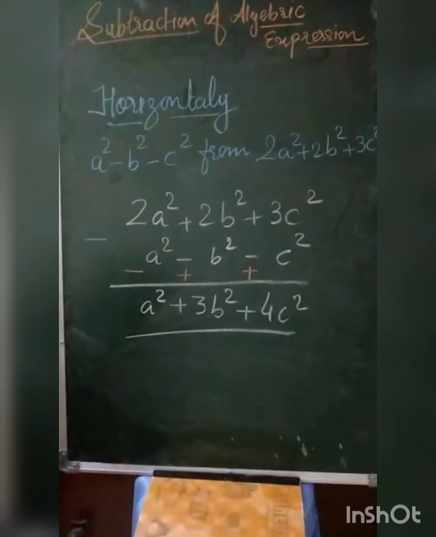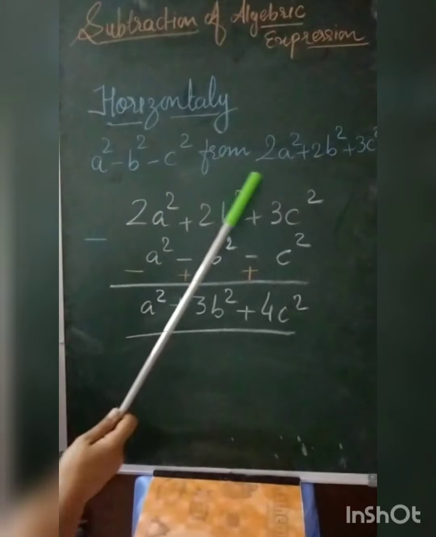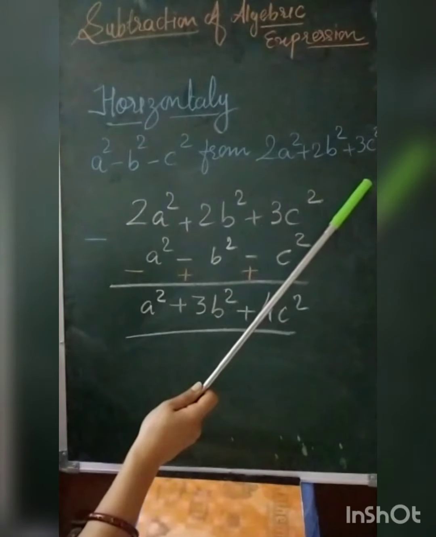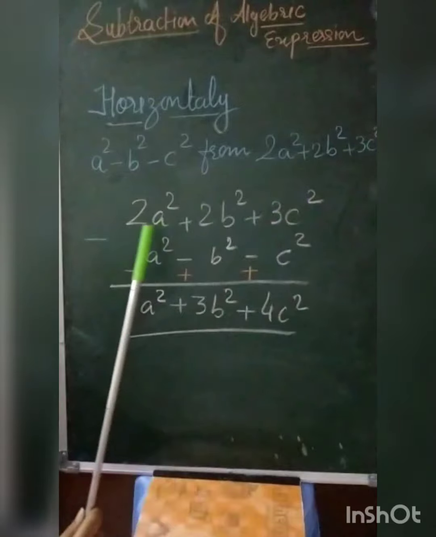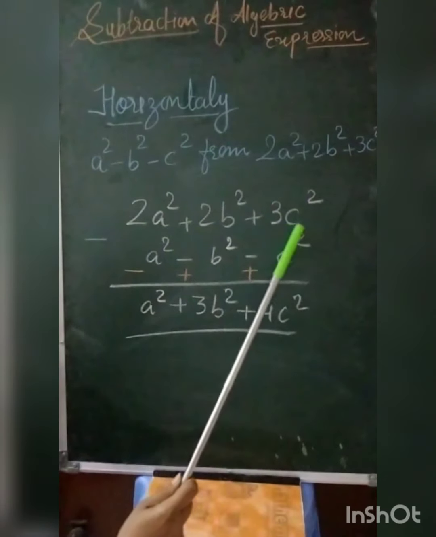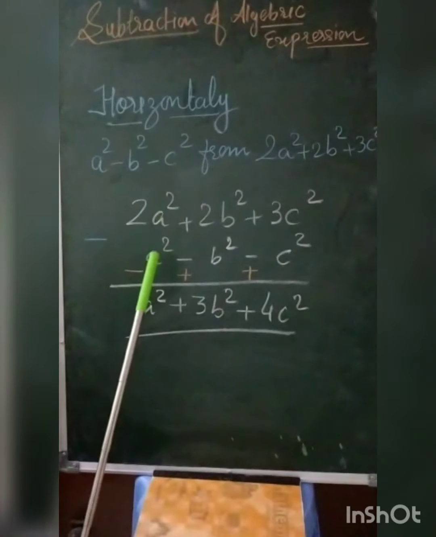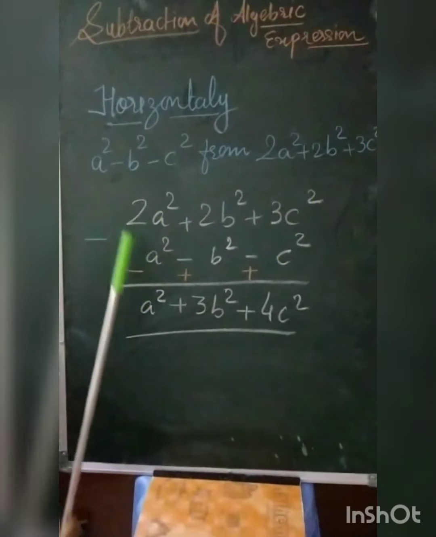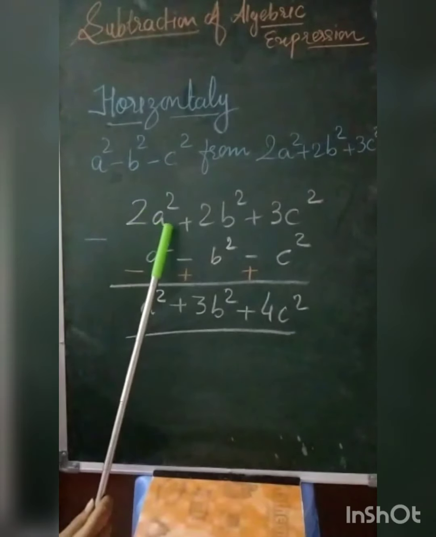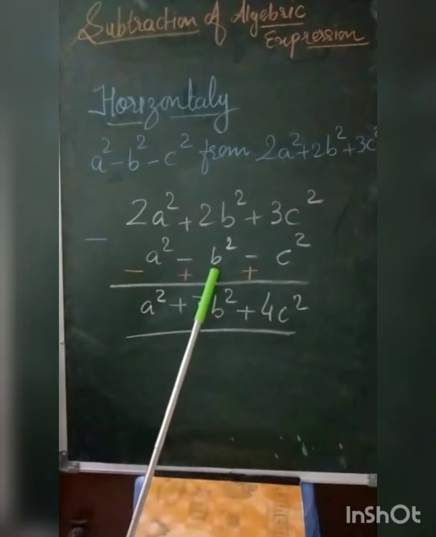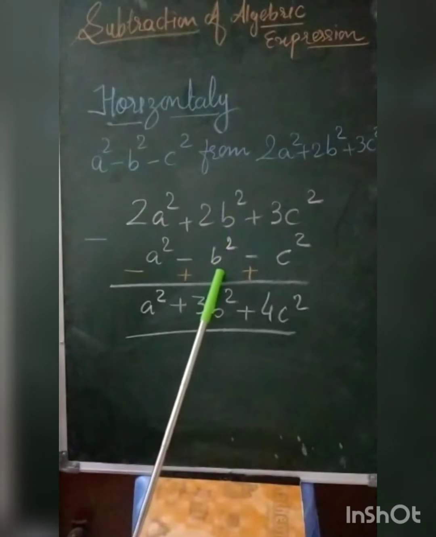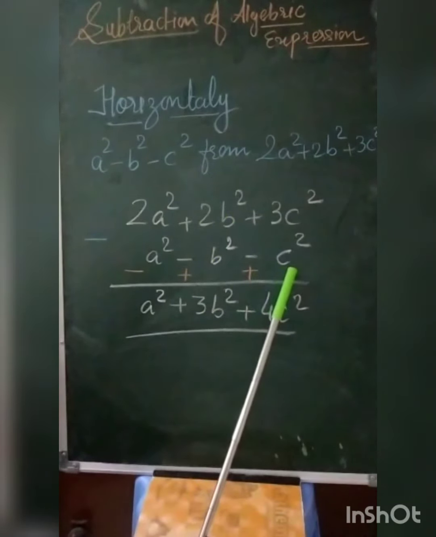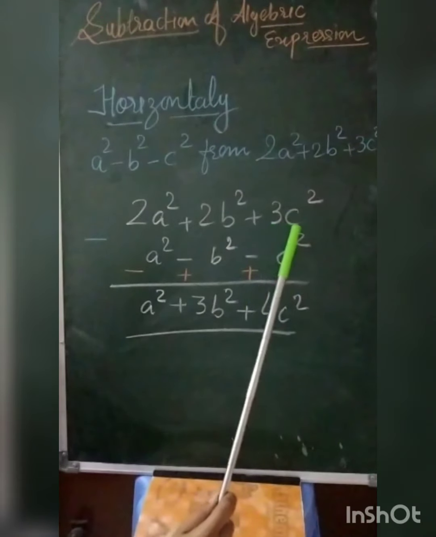Now if we are doing the subtraction with a horizontal method, same example I have taken for horizontal also. So it will be a square minus b square minus c square from 2a square plus 2b square plus 3c square. Firstly, we will write this polynomial, 2a square plus 2b square plus 3c square. Now we have to place the like terms below the terms. So here it is a square below 2a square. Here the term which is like 2b square, which is minus b square, and the third term, which is minus c square, we have to place below 3c square.